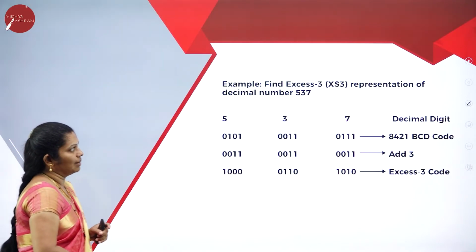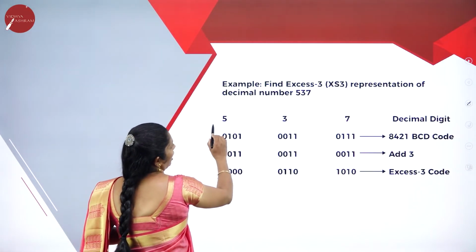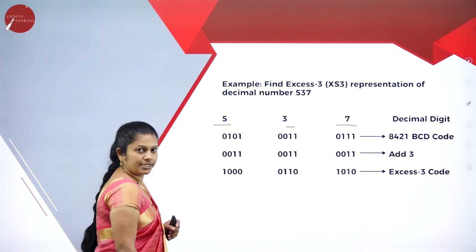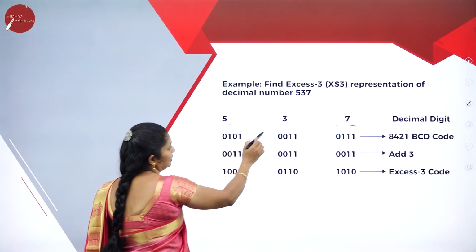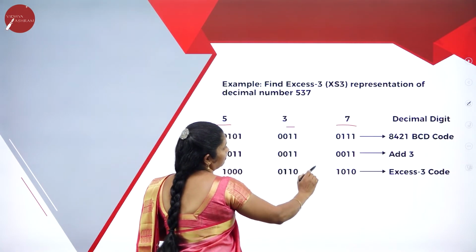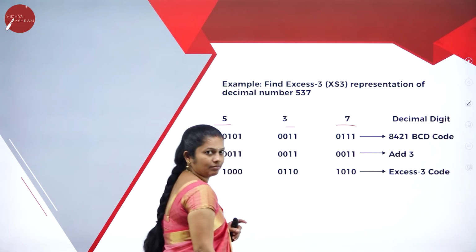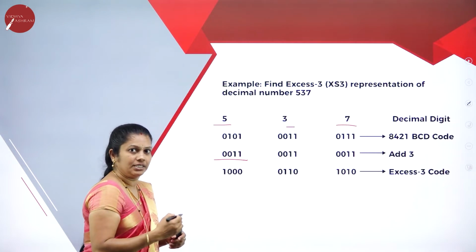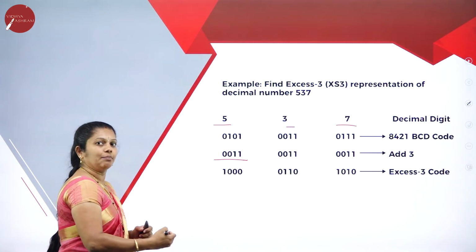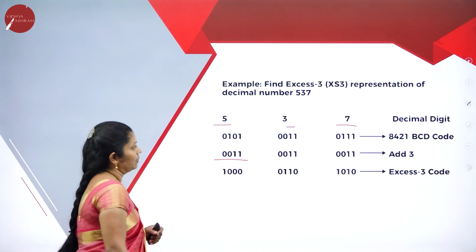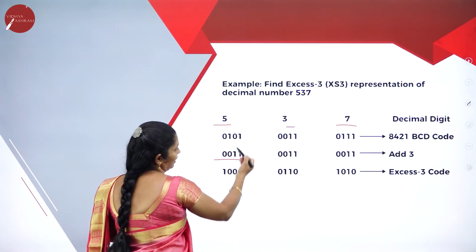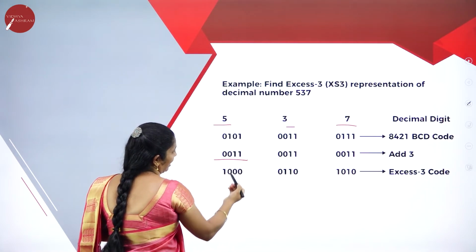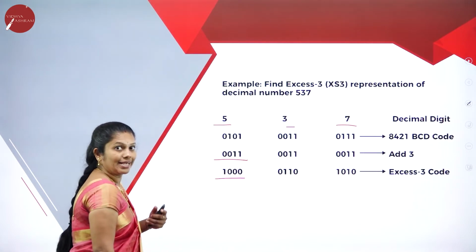I will show that with an example problem. Consider we have 537, a decimal number. First, I will write their binary numbers. That is 0101. For 3, 0011. For 7, 0111. Then we add 3 to each and every digit separately, 3 extra bits. When I add 0011 here, 1 plus 1 is 0 with carry 1, then 0 with carry 1, giving 1000. This is the XS3.